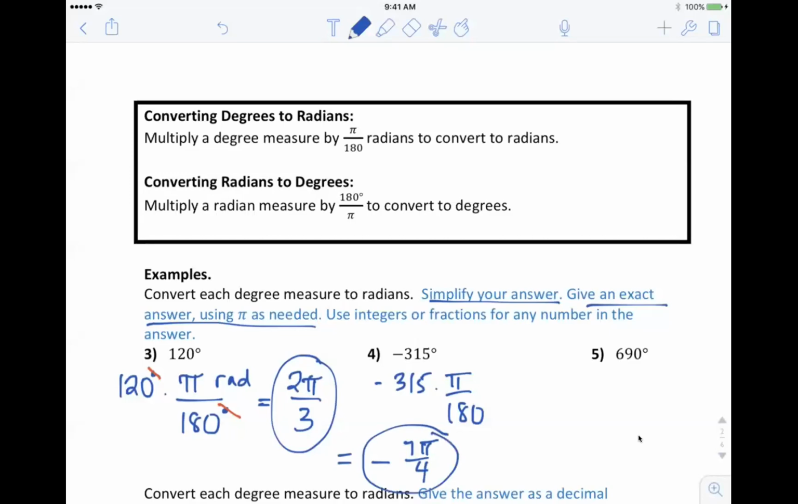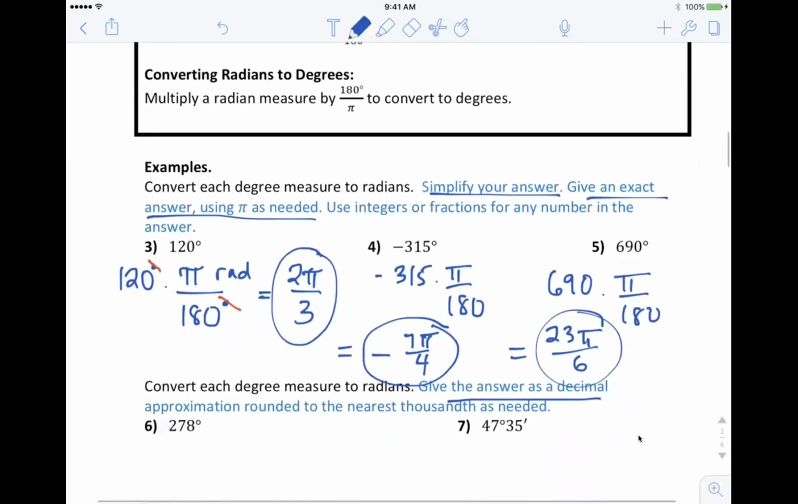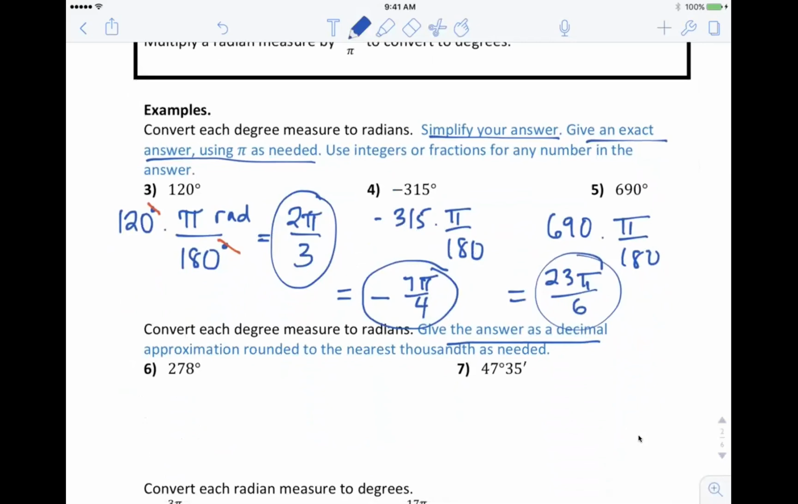Next one, 690. We get the system now, just multiply by pi over 180. And I've got to reduce 690 over 180. However you know how to do it, go for it. I'm using my handheld calculator now, just real quick. I'm getting 23 over 6. Okay, so this would be 23 pi over 6. Final.